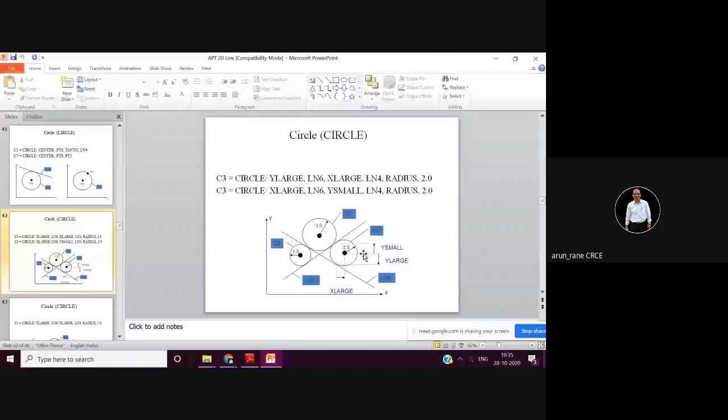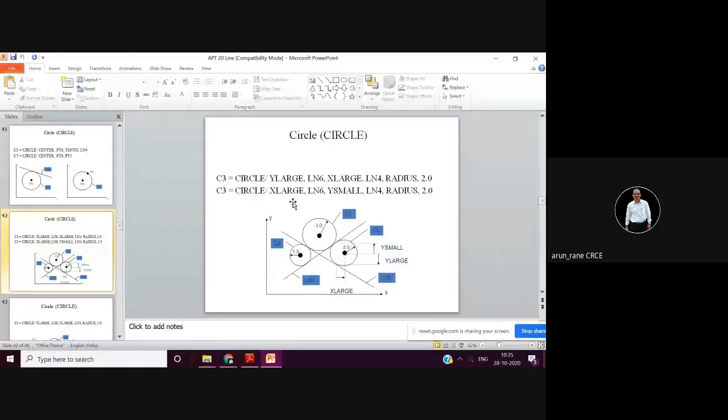Because there are 4 circles, but out of which I want this circle. Remember, there can be 4 circles, that is one circle here, another circle here, and one more circle here. But I want this circle, isn't it? So how to define this circle? This circle can be defined in this way.